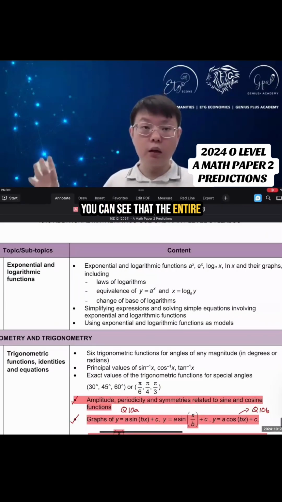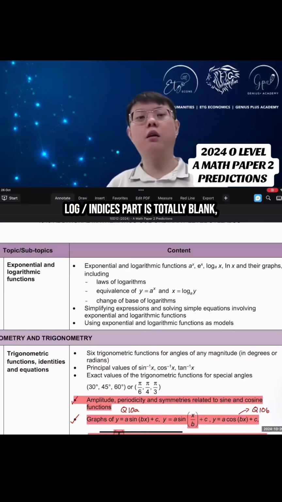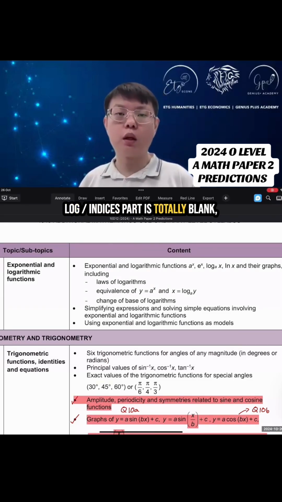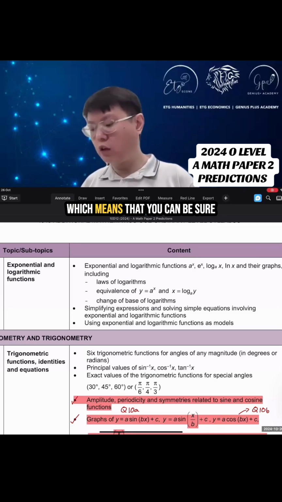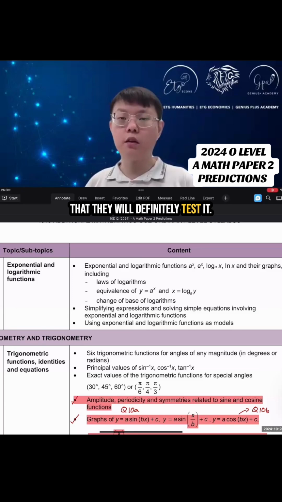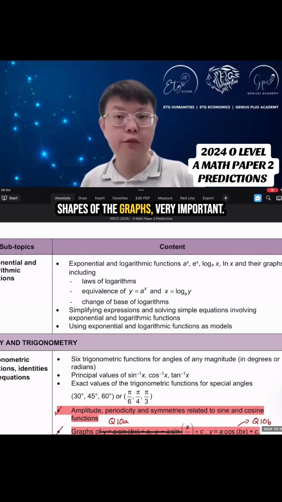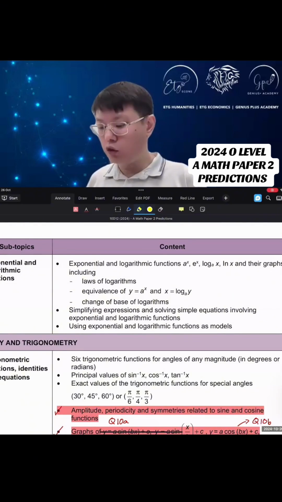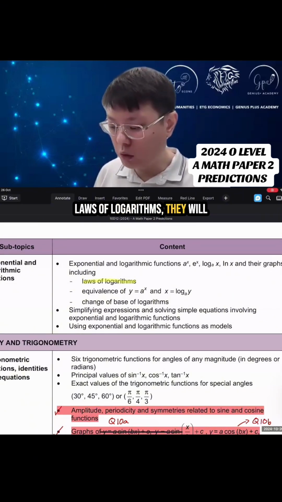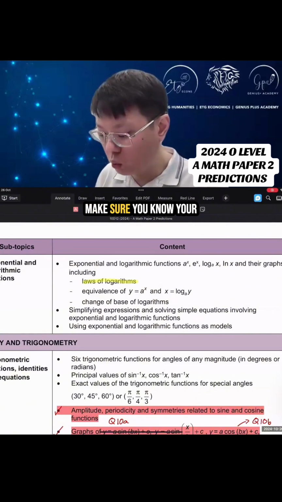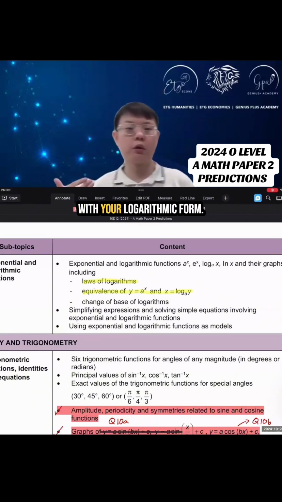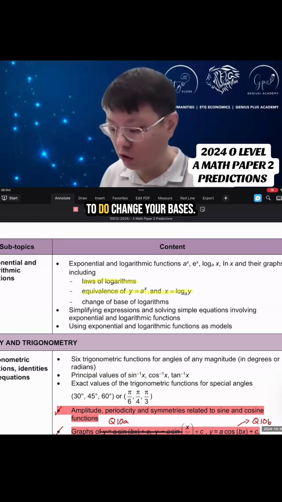You can see that the entire log and indices part is totally blank, which means that you can be sure that they will definitely test it. Make sure you know the general shapes of the graphs, very important. Make sure you know all your laws of logarithms. They will definitely be testing that. Make sure you know your index form with your logarithmic form. Make sure you know how to do change of base.